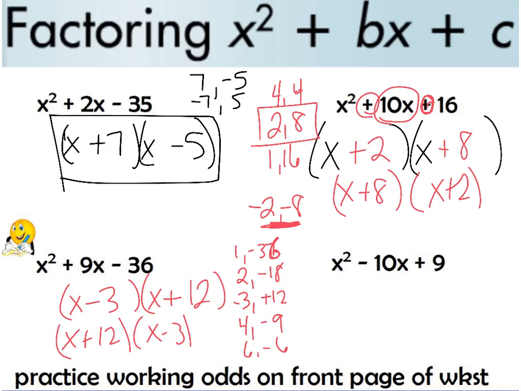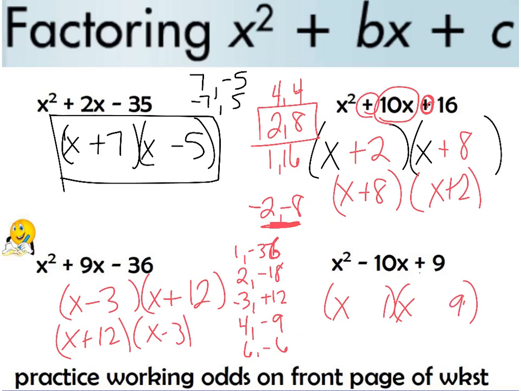Okay, let's try one more together here. So you've got x and x gets you your x squared. Now we need factors that multiply to 9 and add up to a negative 10. First thing that jumps out in my mind is a 3 and a 3, but that does not add up to 10, so I'm going to go with 9 and 1.